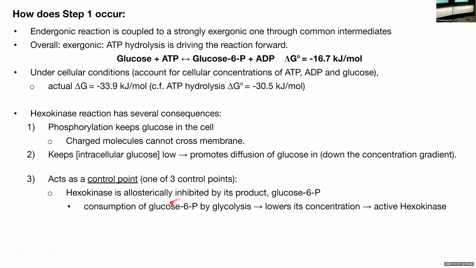This means that if there's a lot of consumption of glucose 6-phosphate through glycolysis, generating a lot of energy, it will lower the concentration of glucose 6-phosphate, and that will lead to hexokinase being reactivated and keep going with this process, making more glucose 6-phosphate. Otherwise, if there's a lot of glucose 6-phosphate, then it'll be inactive, right?